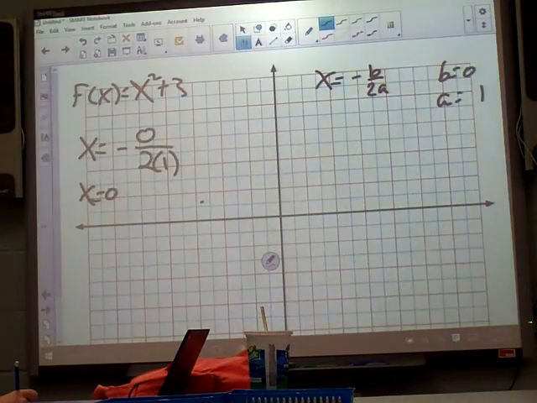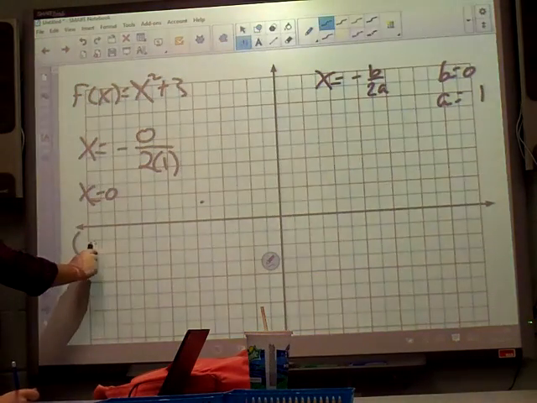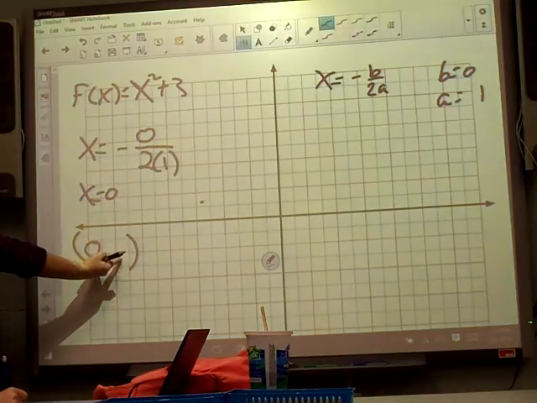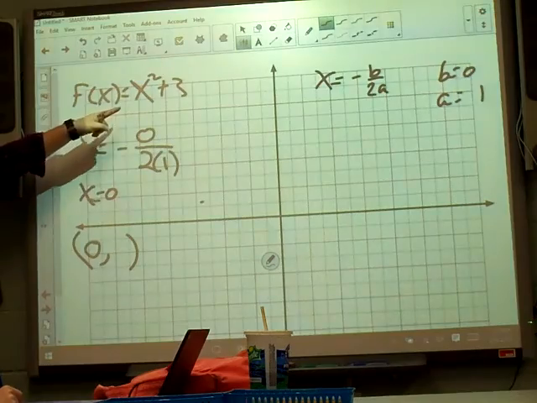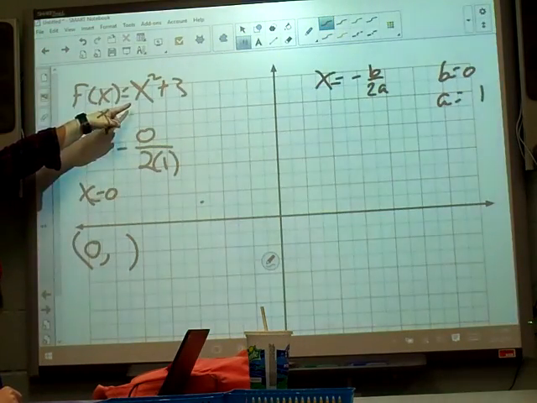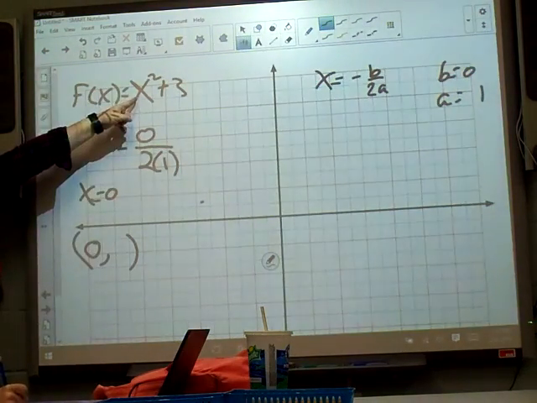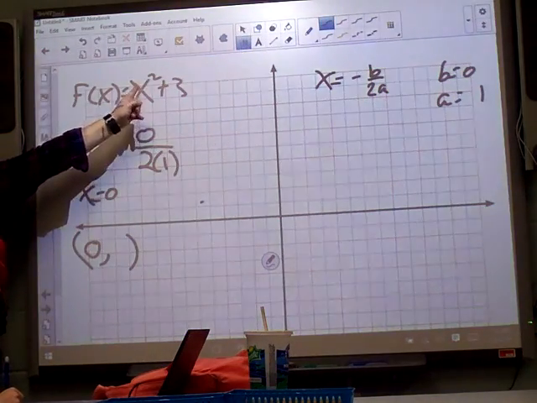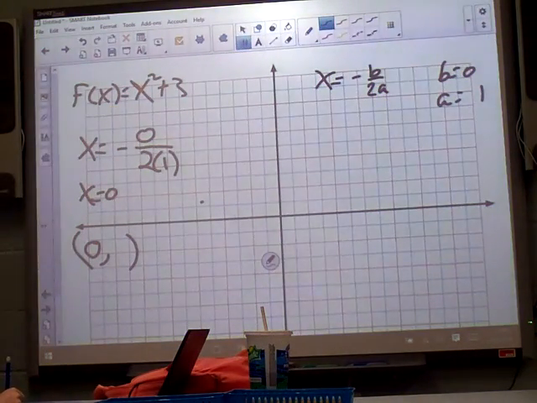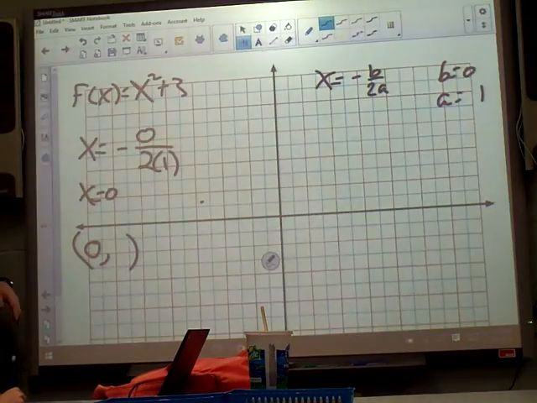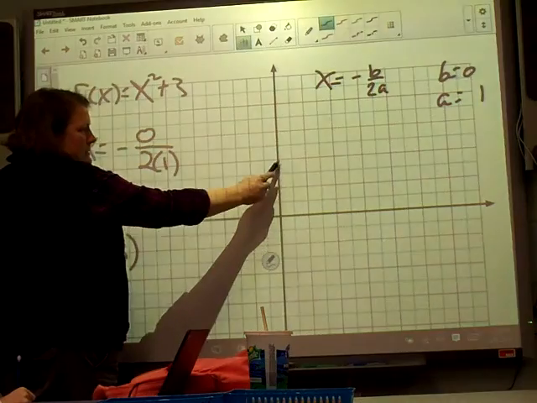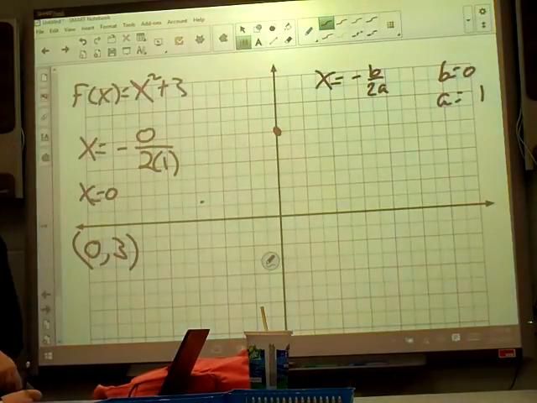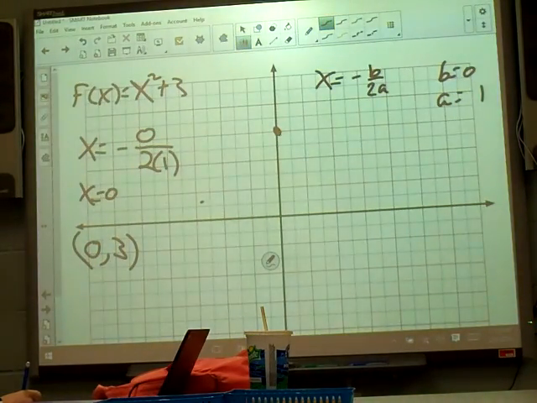Okay? Now remember I told you on vertex you need an X and a Y. We don't have anything in that Y spot. Chase said we needed to take our 0 and plug it in. So Y would equal 0 squared plus 3, which means Y is 3. So the vertex for this parabola goes over 0, up 3. Alright, now that was one of the 5.